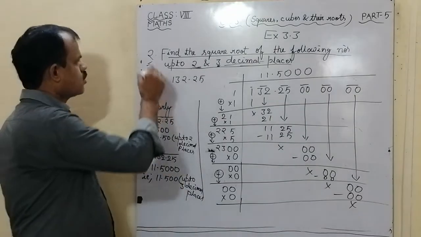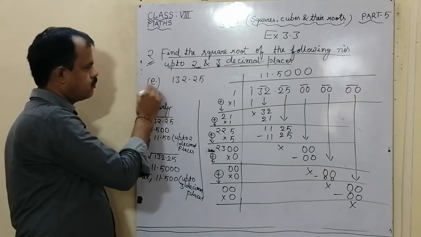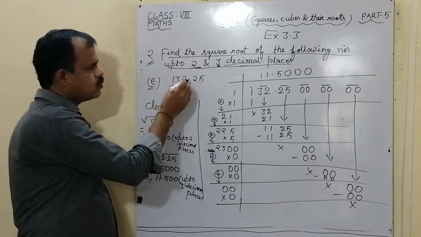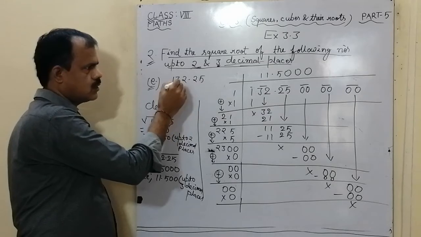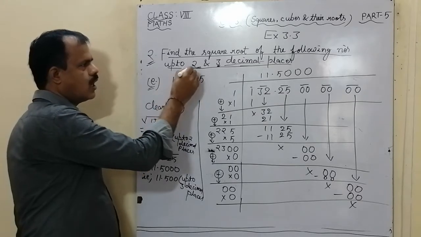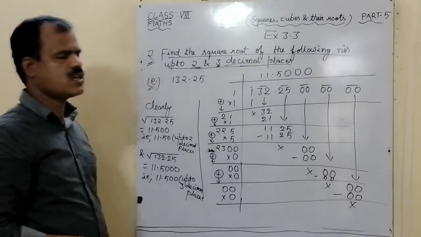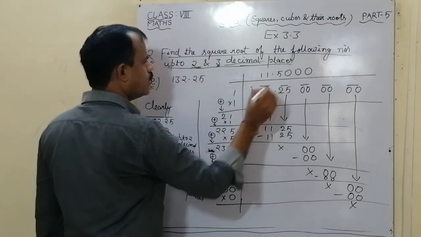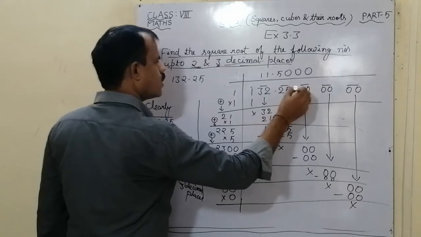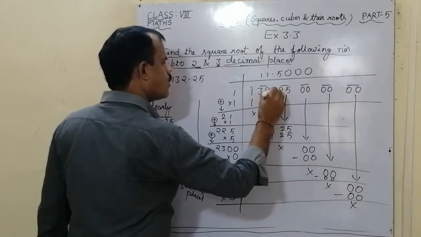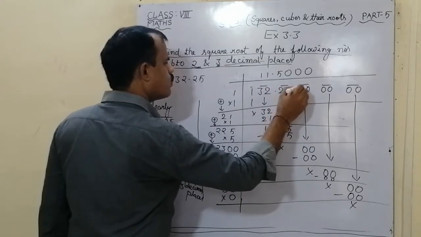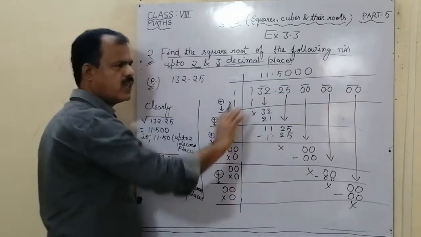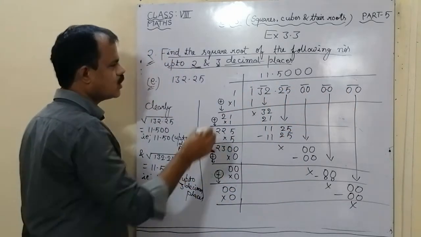Student, question number 2, last part, E part. We have to find the square root of 132.25 up to 2 places and 3 places. First we write 132.25 and put after the decimal 4 places: one pair, 2 pair, 3 pair, 4 pair. We make 4 pairs.